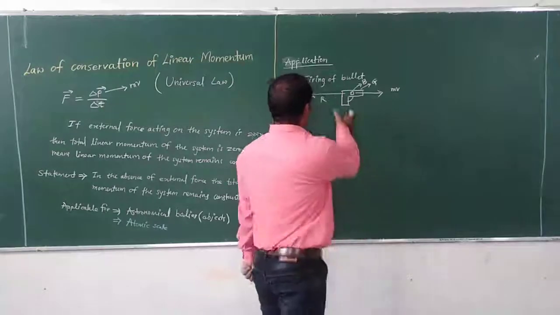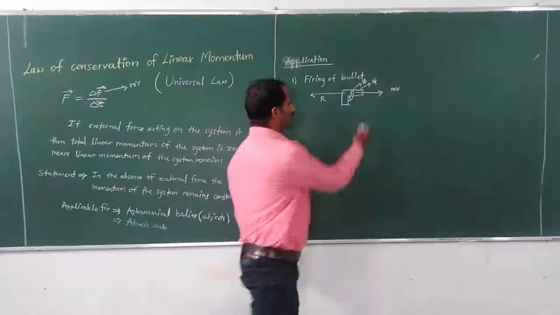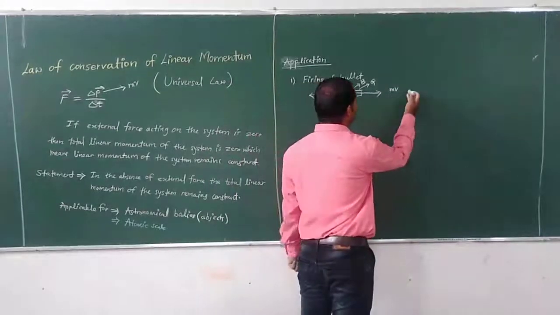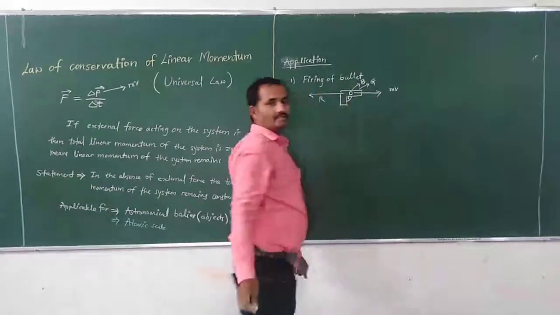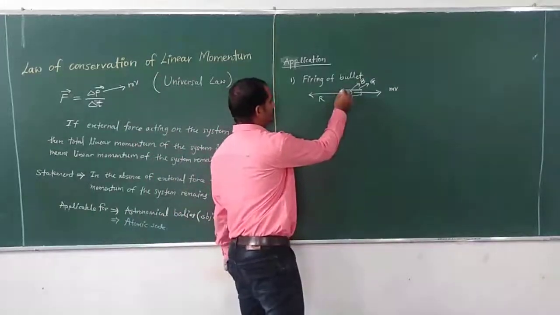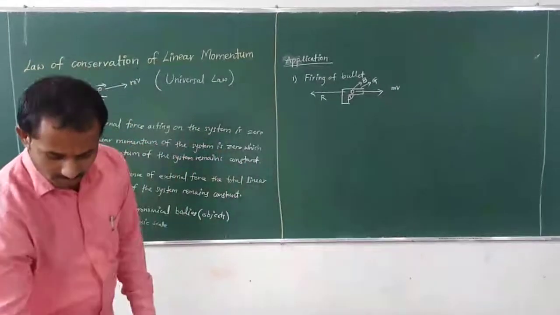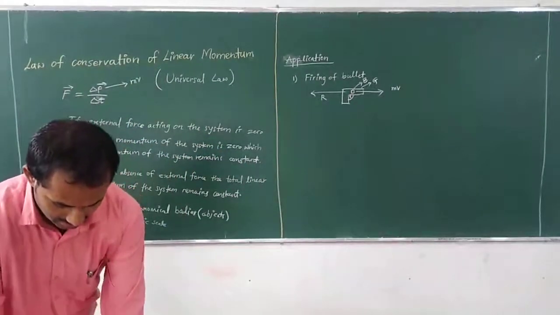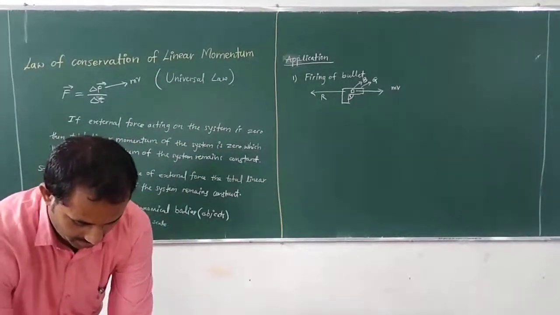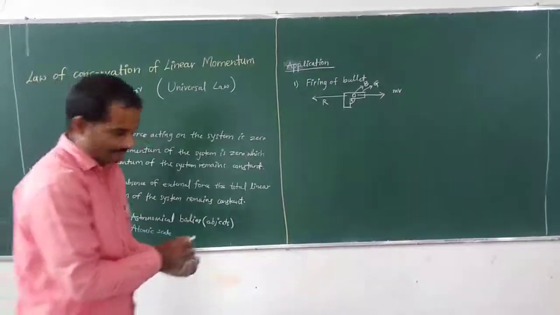Also, when you fire the bullet, the bullet is going along this direction with some acceleration or velocity, and this gun is recoiling itself. So this is an application of law of conservation of linear momentum.